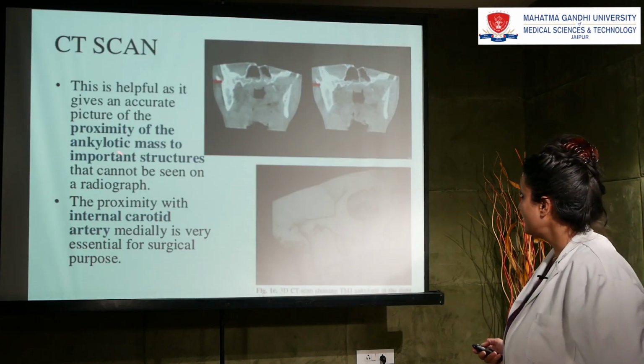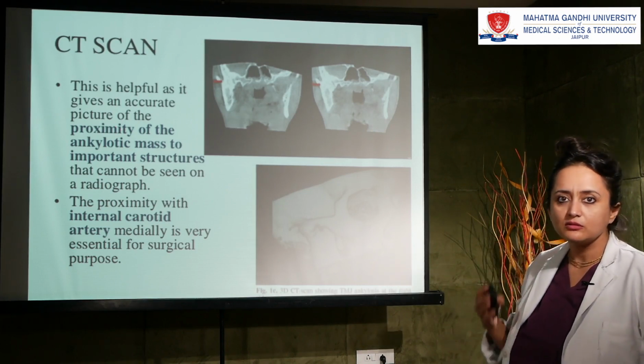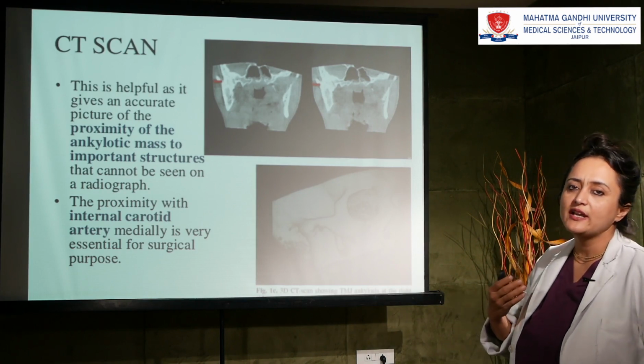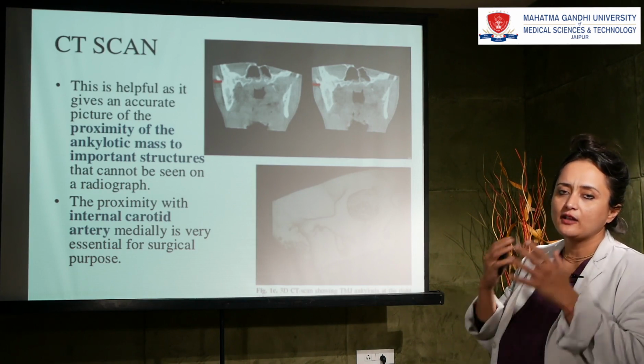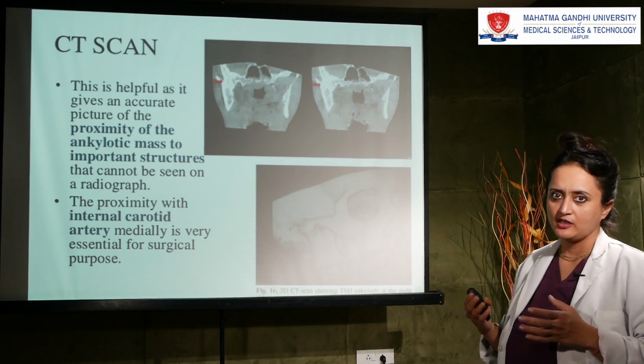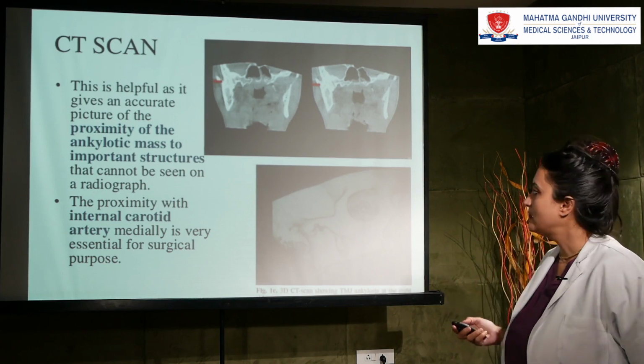Now the CT scan. Before, we used to have only OPGs, now CT scan facility is also there, so we can get to know the anatomic location of the ankylotic mass to the important anatomic structures like the internal carotid artery or the internal maxillary artery, which lies very close to the temporomandibular joint.